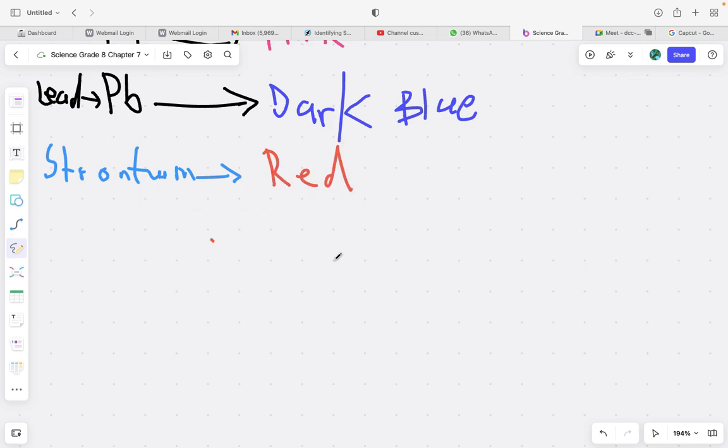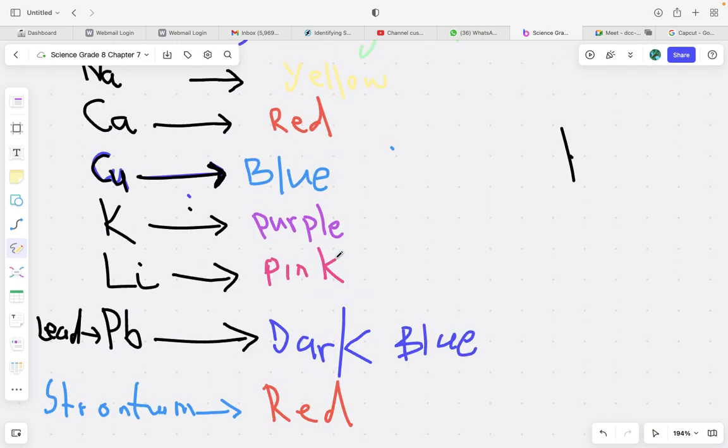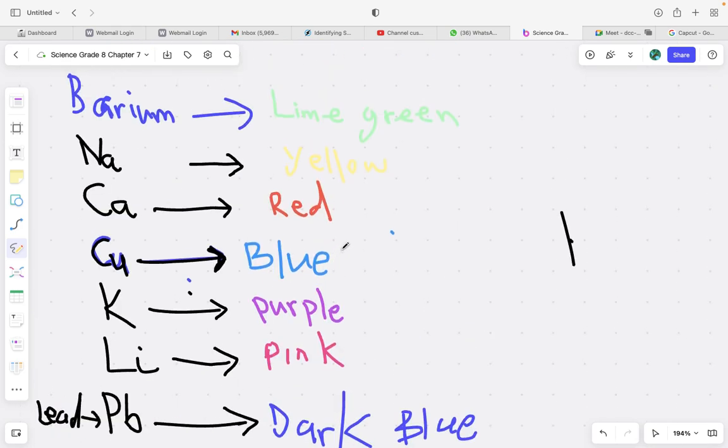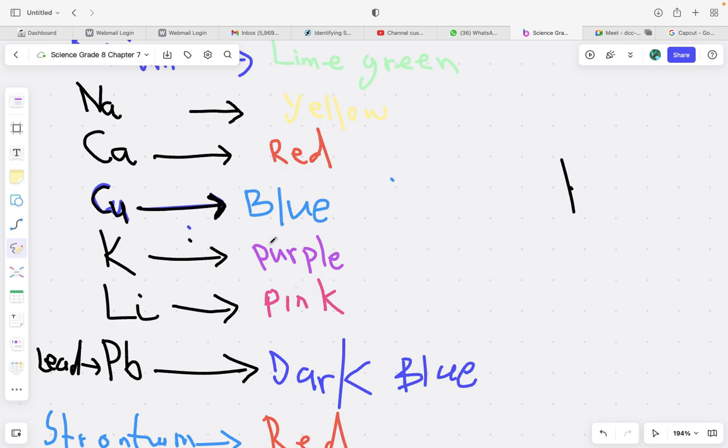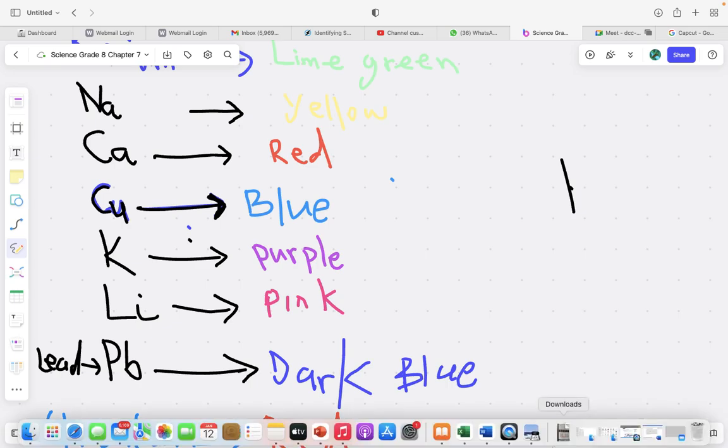Okay, so all of this is what we test for. Once you know their color, then you can do the qualitative analysis for all of this. Is that okay? Now let's move on. We spent some time here. Let's move on.